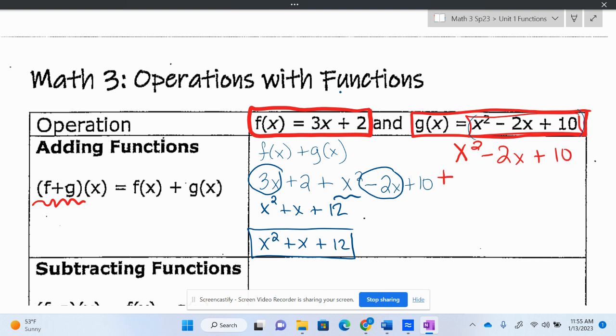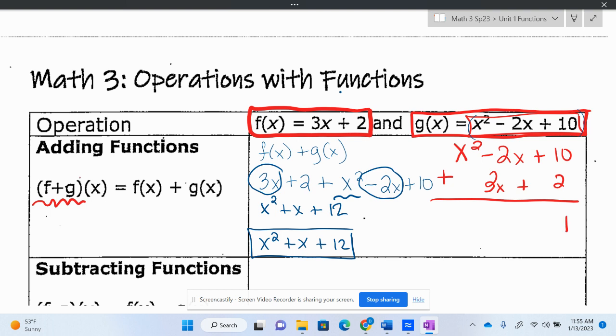The only thing that's tricky here is I need to make sure that I line up my degrees, right? So I don't have an x squared term. So I'm not going to put the 3x below the x squared. I'm going to put the 3x right below the negative 2x. And to that, I'm going to add the 2. And then I just kind of do this. And I'm just going to add them straight up and down.